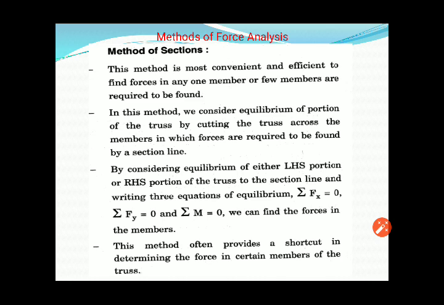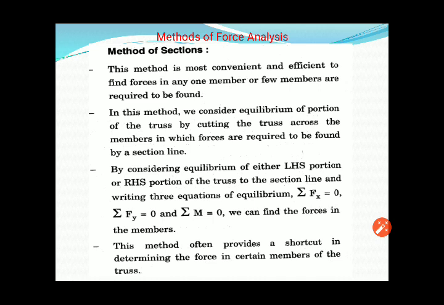By considering equilibrium of either the left hand side portion or the right hand side portion of the truss to the section line and writing three equations of equilibrium, summation Fx, summation Fy and summation M equals to zero, we can find the forces in the members. This method often provides a shortcut in determining the force in certain members of a truss.